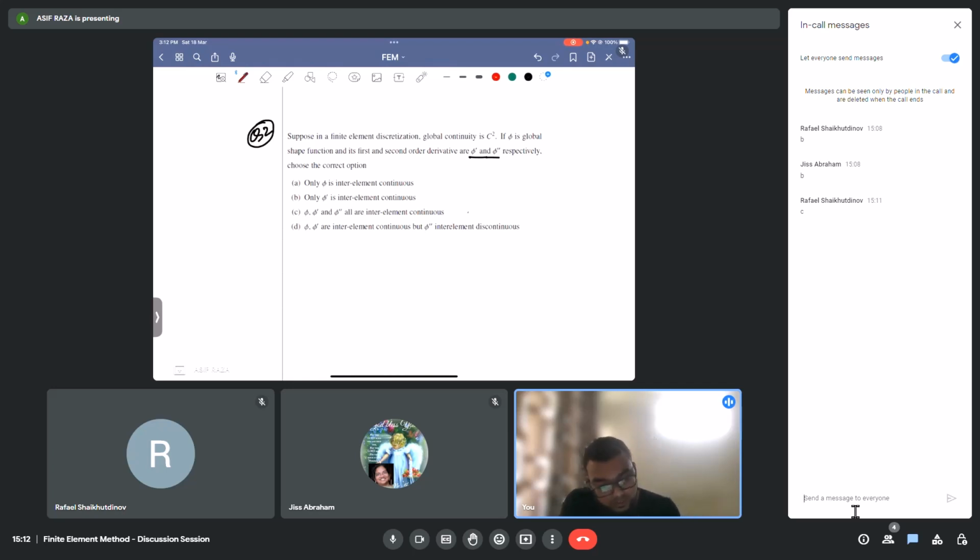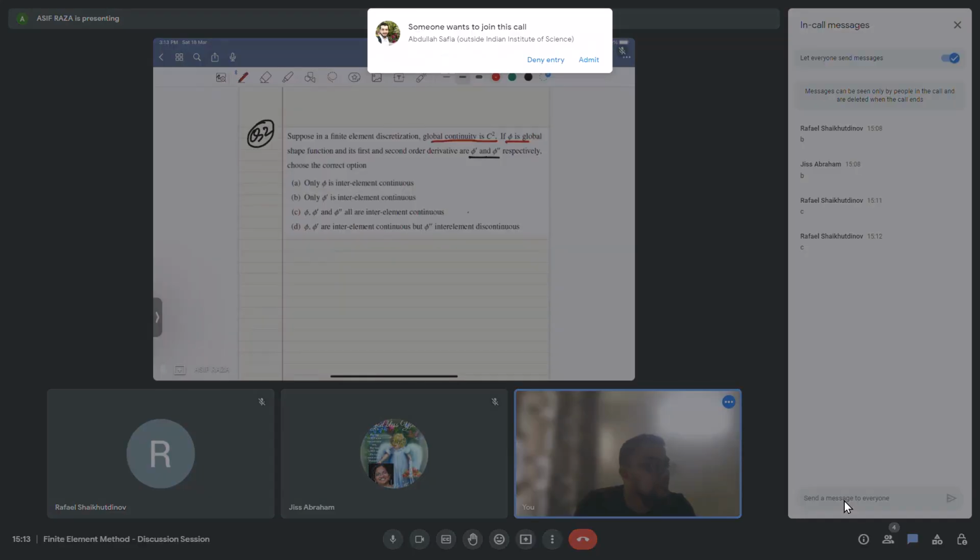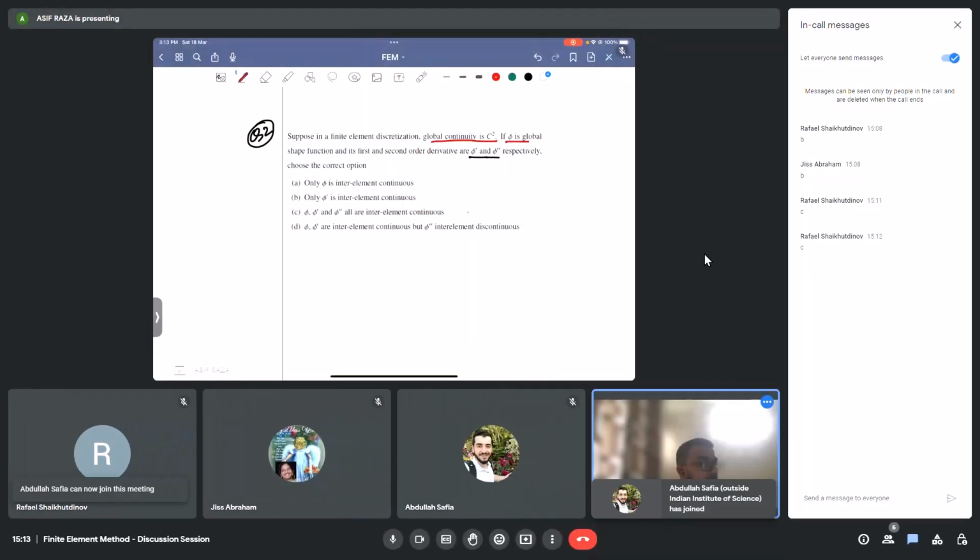The question says global continuity is C2 and phi is my global shape function. Not even guesses? Rafael is saying option C. What about this? Jace? Not sure. Okay, I'll elaborate on this.